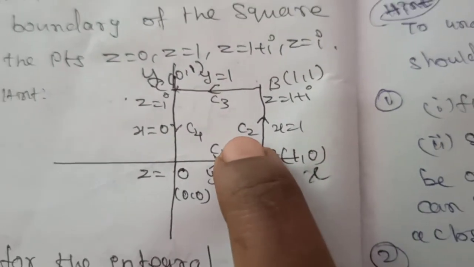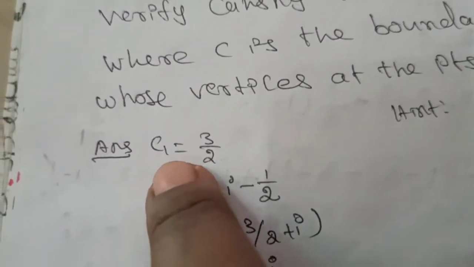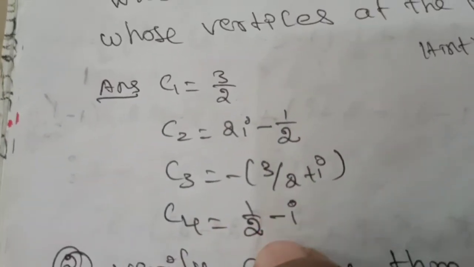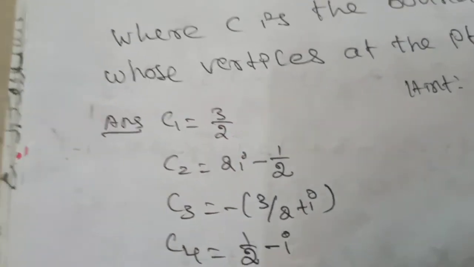I give the hint only, I explained, you do the homework, and then check the answer. C1 value is 3 by 2, C2 value is 2i minus 1 by 2, C3 value is minus 3 by 2 plus i, and C4 value is 1 by 2 minus i. So add these, all the 4 values become 0. And the second problem, I give as homework.